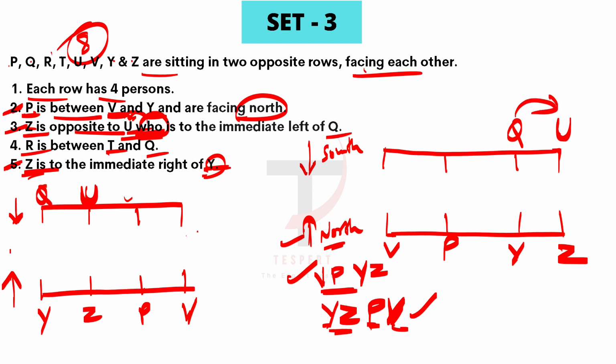Alright. Now the last statement, R is between T and Q. So in the first case, R is between T and Q. So Q is here, T is here. So R must be here, because R is between them. So in the second case, T is here and R is here. So I hope you have learned two important points here. These will help you eventually while solving some higher difficulty level sets. Okay, let us move on to the next set. Just pause the video and try to solve it by yourself.